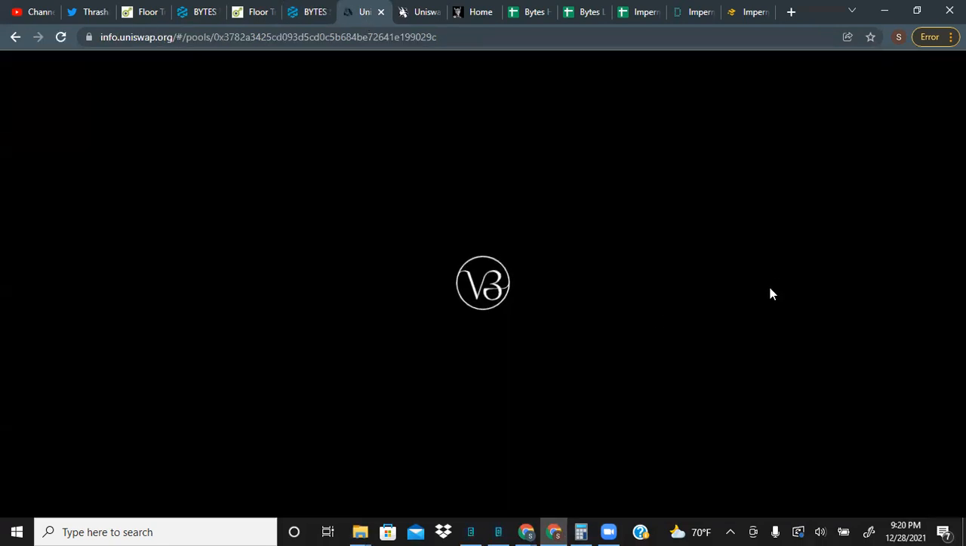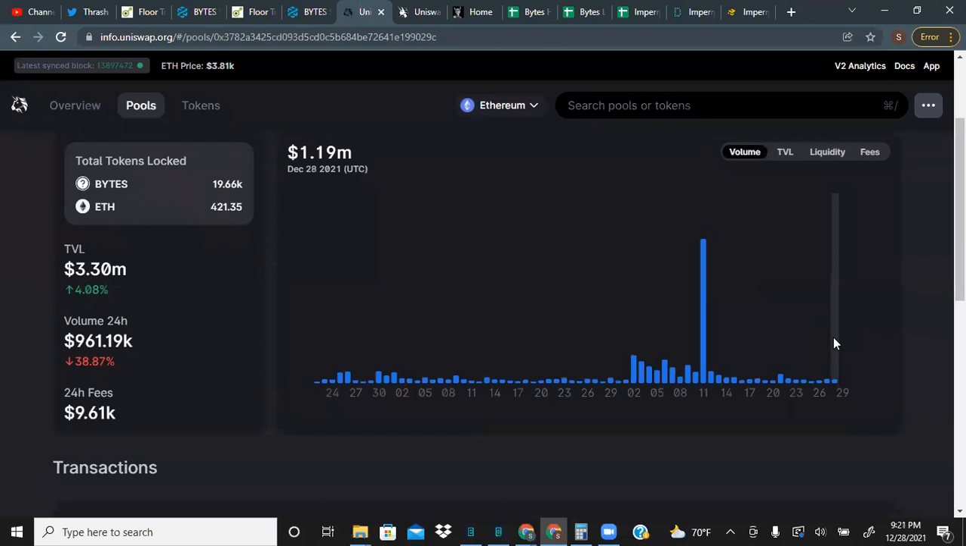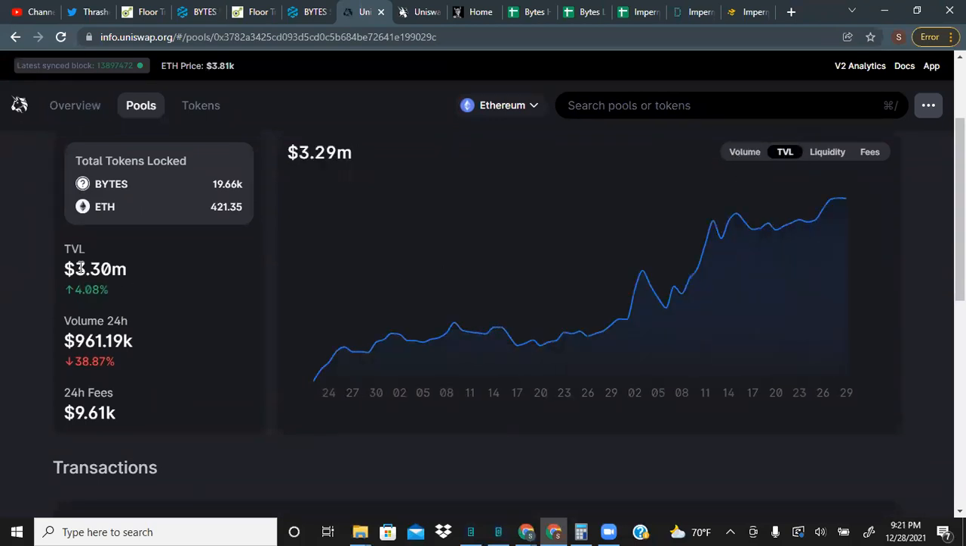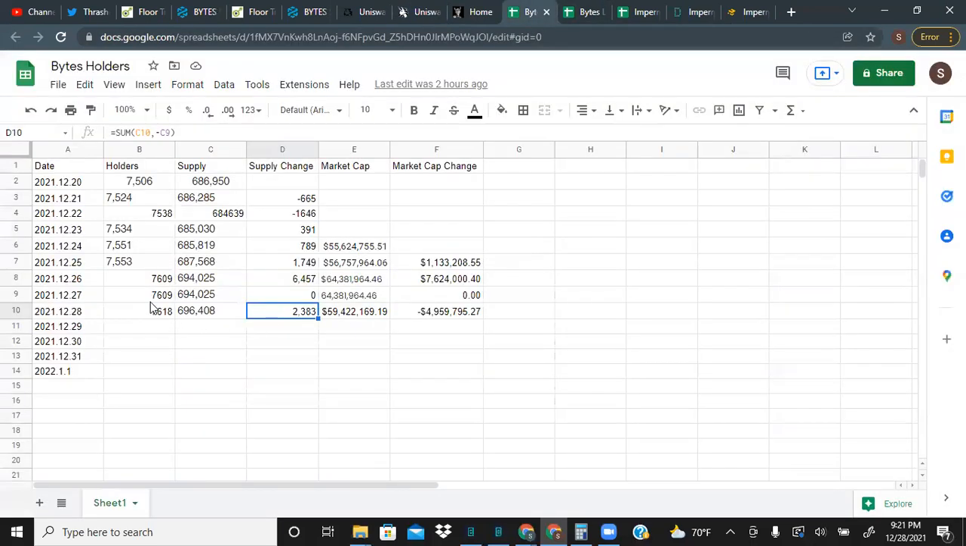And quickly, we'll check the volume here. We had $1.2 million in volume. The total value locked seems to be trending higher. Got 9 new holders. Supply 2,383. Market cap is down a bit because of the price drop in Ethereum.